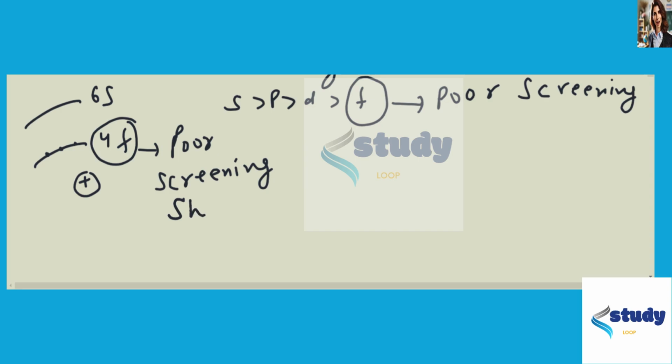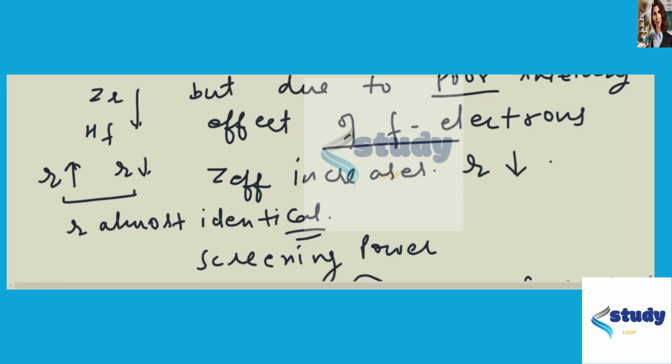So here, poor screening or shielding, both are the same term. What happens to the outermost electron is that Z effective increases. Due to the poor screening of f electrons, Z effective, the effective nuclear charge on the outer electron, increases. Because the outer electron is not much screened, the radius decreases, and the radius is almost identical for zirconium and hafnium.